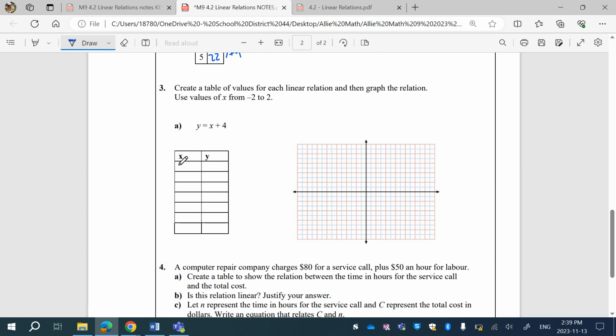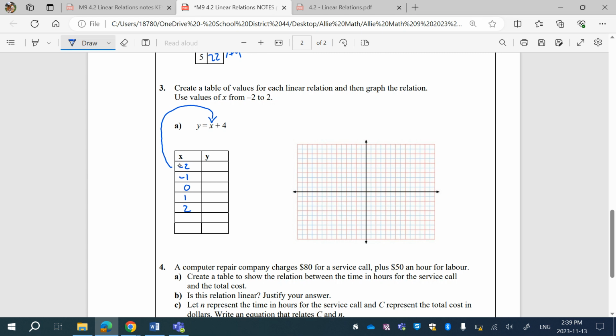Let's do number 3. Create a table of values for each linear relation, then graph the relation. Use the values x from -2 to +2. So let's go -2, -1, 0, +1, +2. So we went from -2 to +2. And now let's find out our y's. The way that we can do that is by inputting our x values over here and using what we know to find out what we don't know.